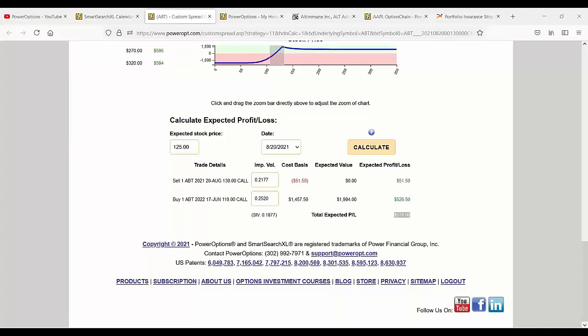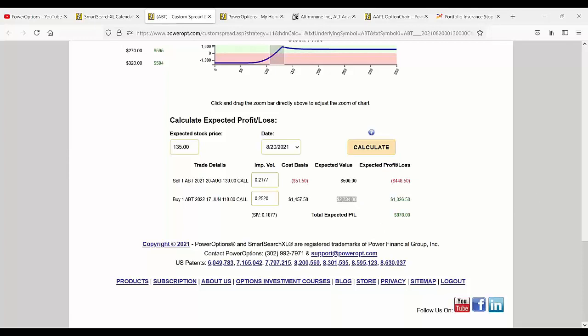Now, let's do another example. Let's take it up a notch. Let's say that on August 20th, Abbott exceeds our expectations, moves up to 135. Well, now what do we know? We know our short call is going to cost us $5 to buy back per contract. It has $5 of intrinsic value. We're going to have to roll this call if we want to stay in the position. And this 110 call, which is now 25 points in the money, is going to be worth $27.84.